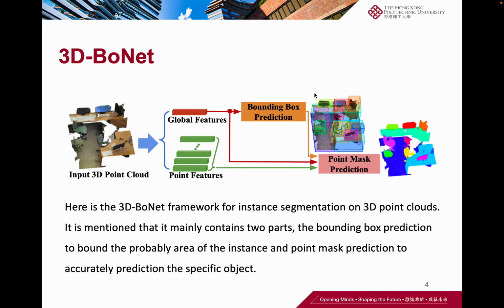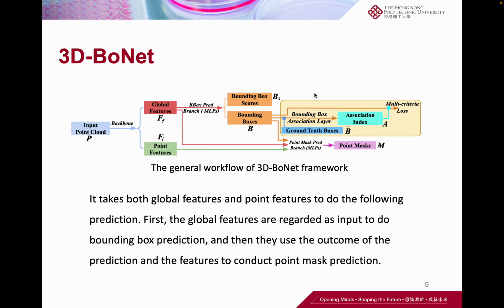Secondly, I want to show something about 3D BoNet. The overall framework of 3D BoNet is shown in this figure, which is mainly composed of instance-level bounding box prediction and point-level mask prediction. As the name implies, the bounding box prediction branch is used to predict the bounding box of each instance, and the mask prediction branch is used to predict a mask for the points in the bounding box. In this branch, we fuse point features with each bounding box and its score, and finally predict a point-level binary mask for each instance.